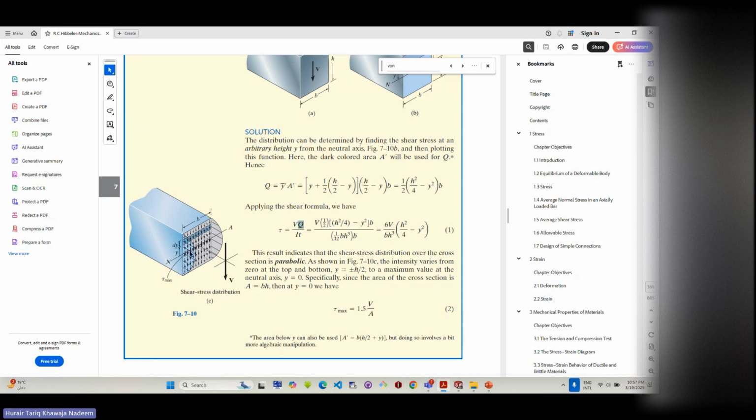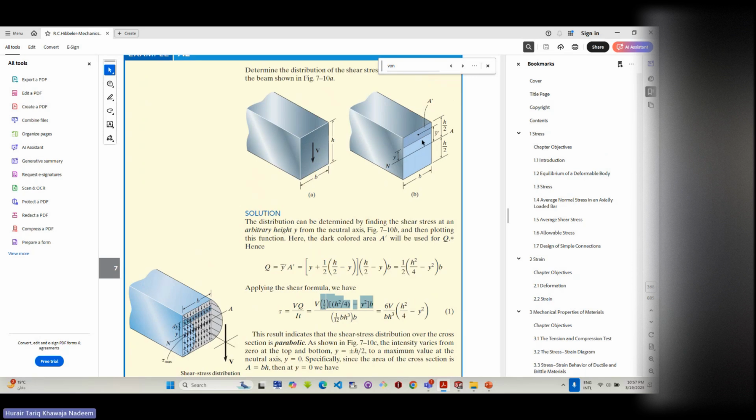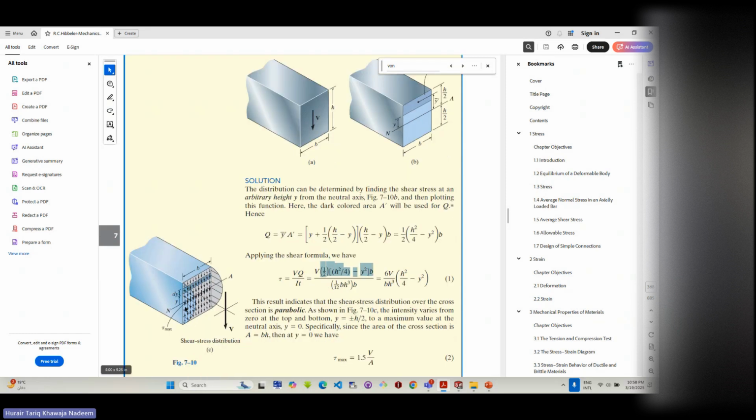Okay, and Q depends on the area. So where this lies, it's half, h by 4 minus y square. So this is y square, h by 4 into B. I forgot exactly what Q was, but I think this is the first moment of area with respect to the neutral axis. It's something like this. So you will see that it's a parabola. So at the center you have maximum shear, and at the ends you have almost zero shear. Okay, this is what you are seeing over here.